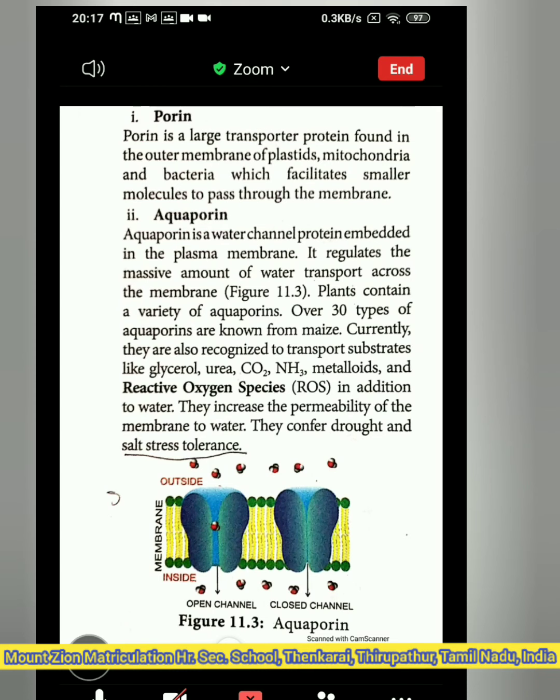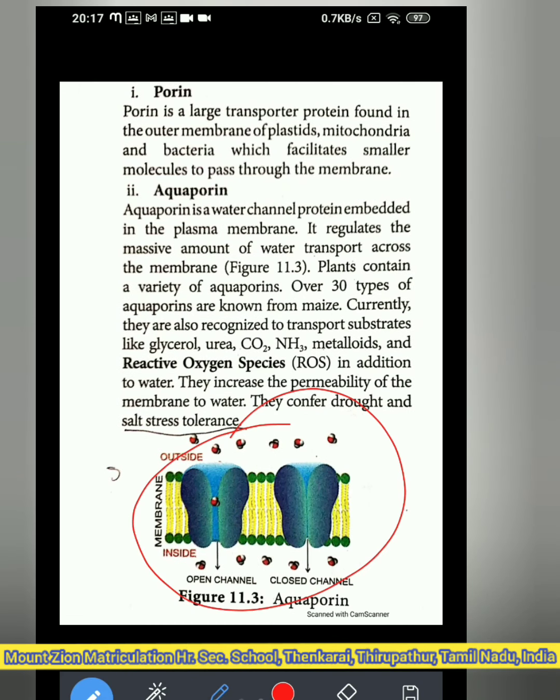You can see the diagram of the aquaporin. Here you can see the open channel and the closed channel. This is a membrane, with inside and outside written here. When the channel is open, the molecule can travel and come inside this way. When it is closed, it cannot come. The aquaporin is a water channel protein embedded in the plasma membrane. It regulates the massive amount of water transport across the membrane, which is given in figure 11.3.